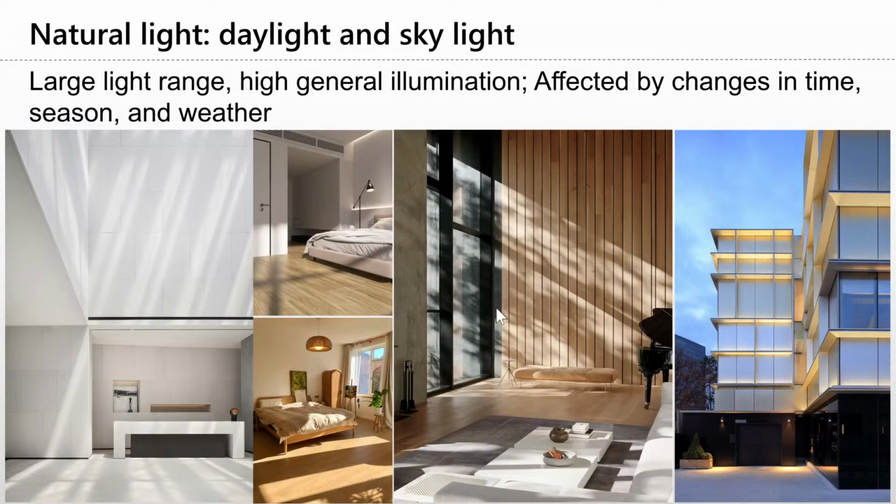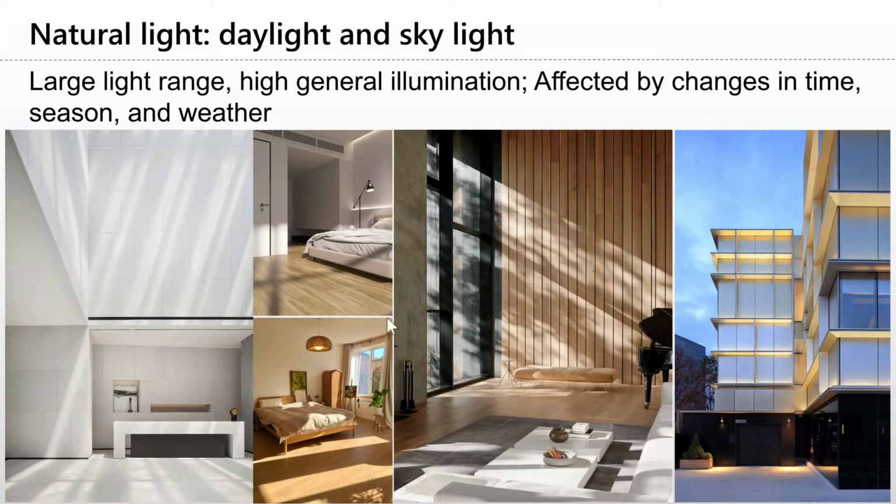So go back to our design feature. We have some different lights in our rendering part. We have the natural light, which represents the daylight and the skylight. Those lights normally have a large range, and contain a generally high illumination, and are affected by the time and season.